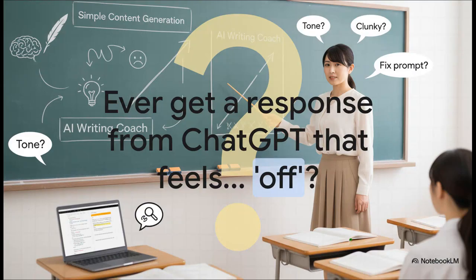You know the feeling, right? You get a response from ChatGPT and it's not wrong exactly, but it just feels a little off. Maybe the tone is weird or it's kind of clunky, and you're sitting there thinking, what prompt do I even use to fix this? It's a super common headache, but there's a much, much smarter way to handle it.